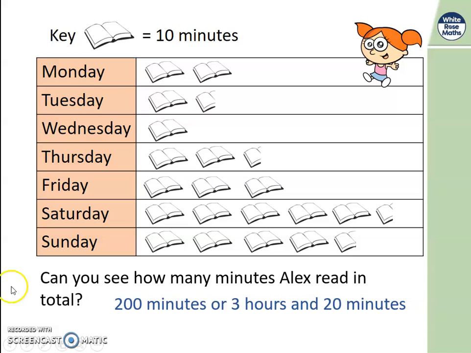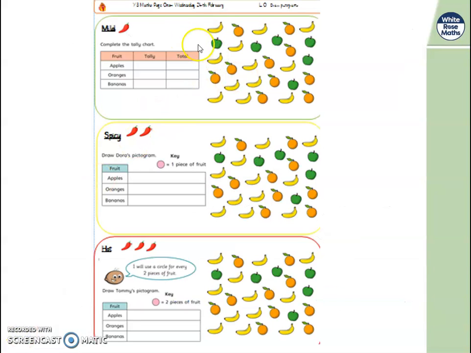Now it's time for you to have a go at your working out in your learning packs. So find today's learning and today's learning objective, which is to draw pictograms. So I want you in your books to draw out the tables really neatly, and you can do a tally chart and pictograms as well. Now be careful to look at the key, because the key is worth different amounts, okay? So one circle might be 1 piece of fruit, one circle might be 2 pieces of fruit. Make sure you're looking.